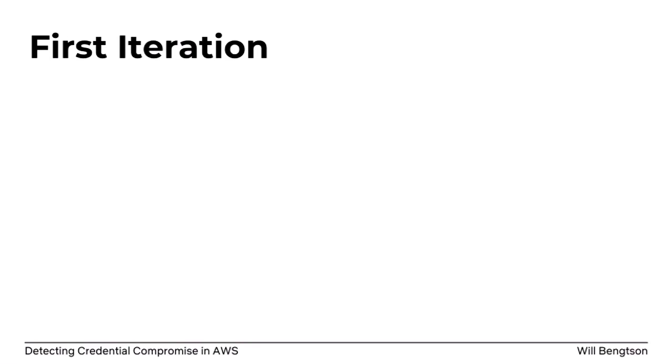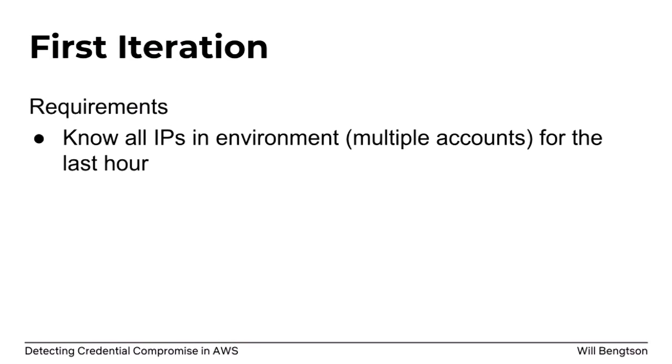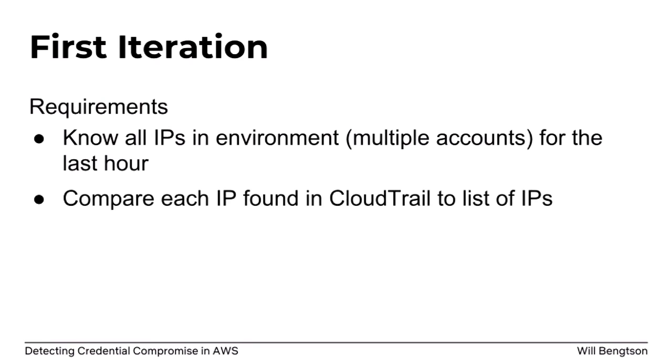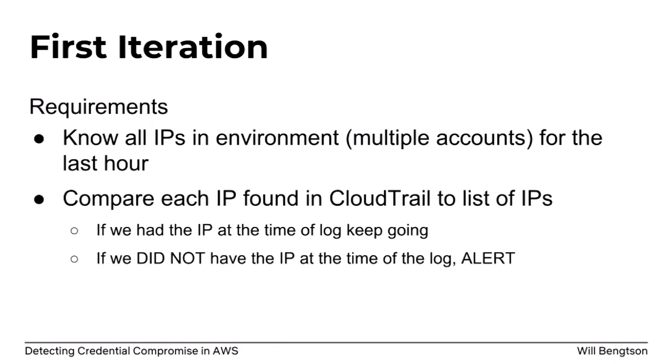I first tried to tackle this problem a while back, and I went off to define some requirements. Those requirements were: I need to know all IPs in our environment at all times for the last hour at least. That way, when I actually get the CloudTrail data, I can do this sliding window kind of analysis and ask the question, did we have this IP for this event in CloudTrail? If we did, no big deal, we continue on. If we didn't, then it's something we might flag, right? It might be a compromise, it might just be a misuse of credentials by an employee, but something we should dig deeper on.